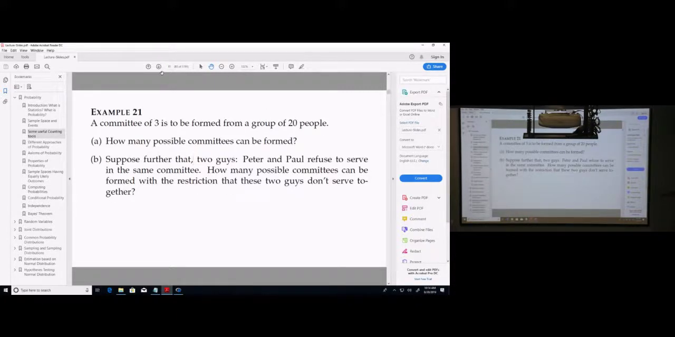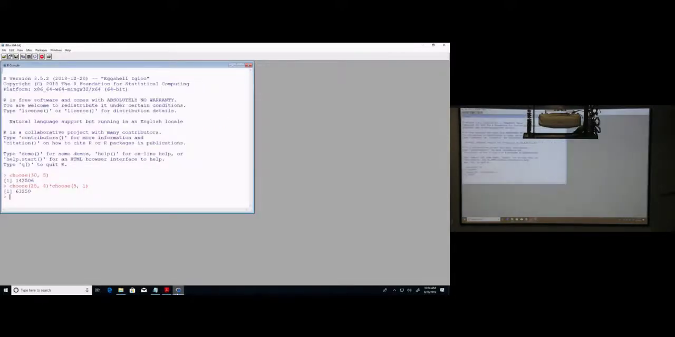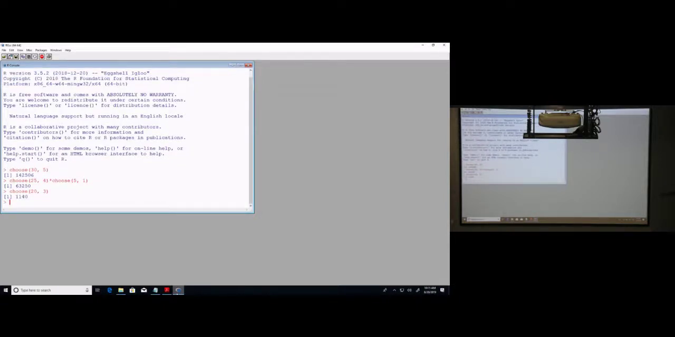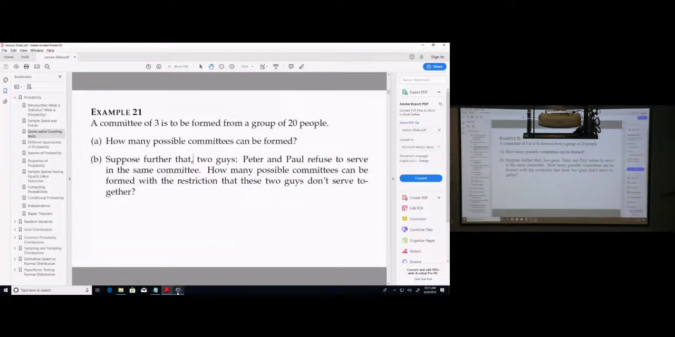Okay, a committee of 3 is to be formed from a group of 20 people. How many possible committees can be formed? So this is, again, a similar question. I have 20 people, and I want to choose 3. Okay, so I have 1,140 possible such committees.